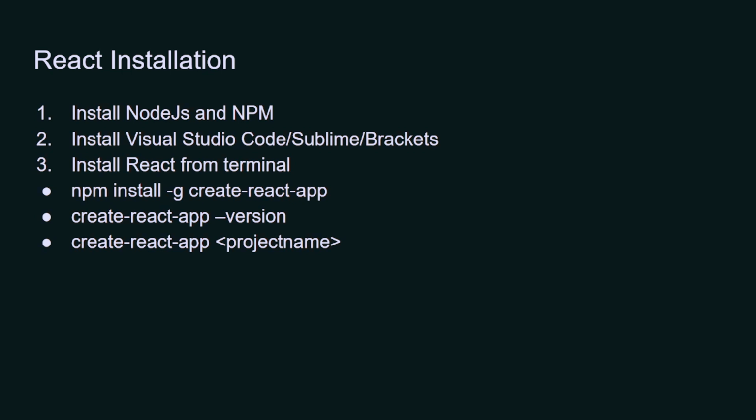Now here comes the React installation. So first of all, it is necessary to install Node.js and npm. And then you can use whatever IDE you are using, but I recommend that you use Visual Studio Code, which is basically a powerful editor. So here are some key steps for how you can install React from the terminal. First of all, we have to write this command: npm install -g create-react-app, which installs it globally. After create-react-app gets installed, you can check the version by using create-react-app --version. After that, you have to create your application with create-react-app and the project name.